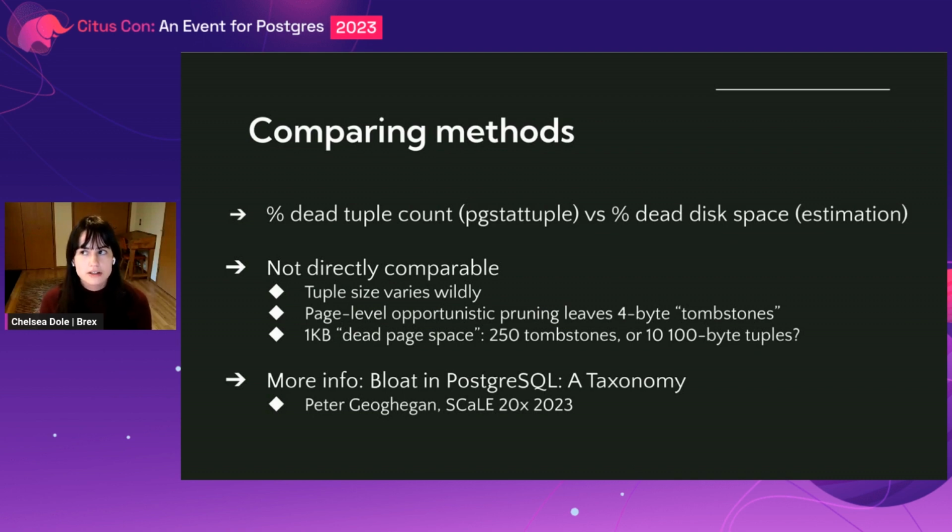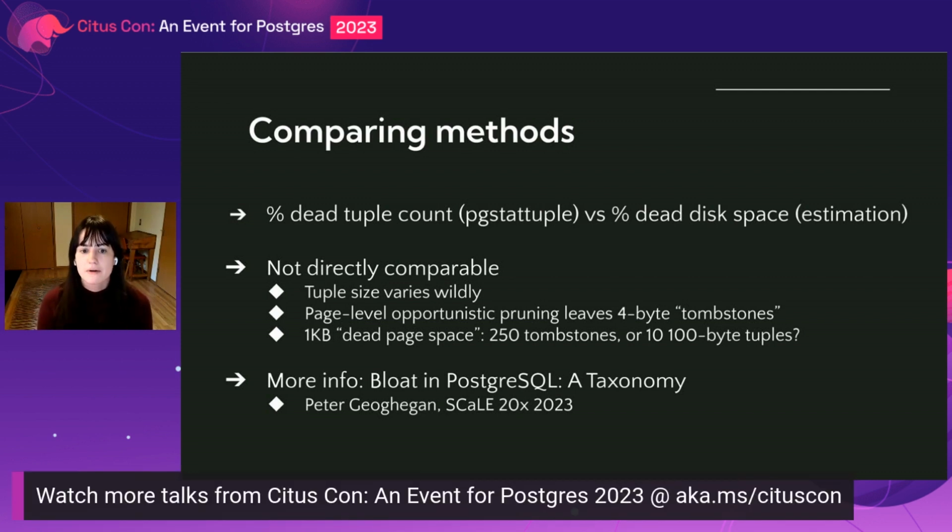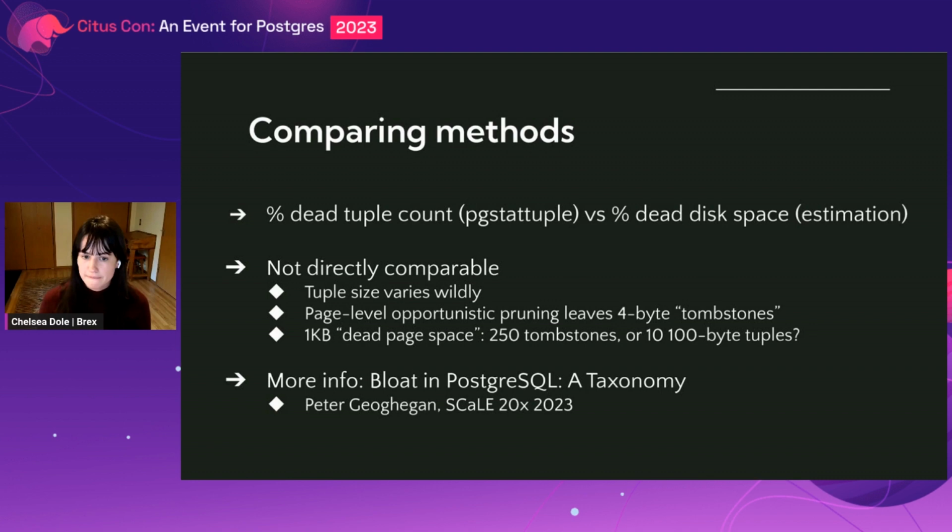If you've been paying attention, you might notice that these two methods aren't very comparable. Neither one is necessarily terrible or great. However, the first one, using pgstattuple, is using a percentage of dead tuple count, versus the latter estimation is using the percentage of dead disk space. So tuple size varies wildly, and page-level opportunistic pruning can leave 4-byte tombstones, even after it's been soft deleted, which means that it might not be very accurate to look at the dead disk space estimation compared to dead tuple count. If you want more info on this, because I'm not going to go into depth in this talk, I'd recommend watching Bloat in Postgres, a Taxonomy, which is a presentation given by Peter Geoghegan most recently at Scale 2023.